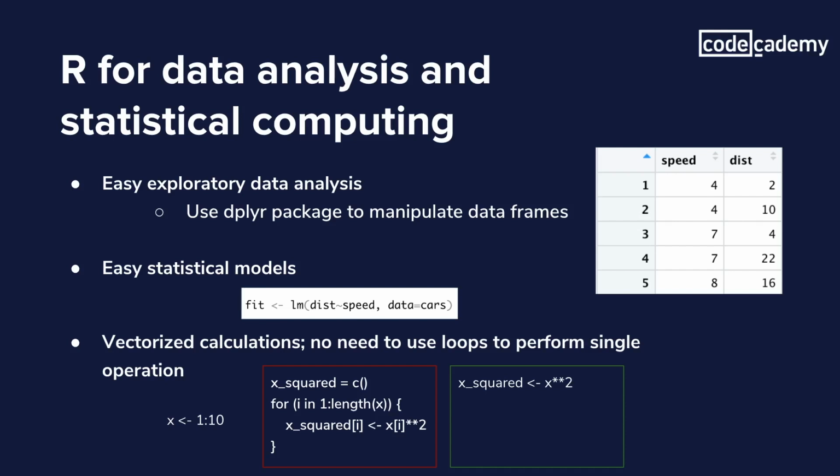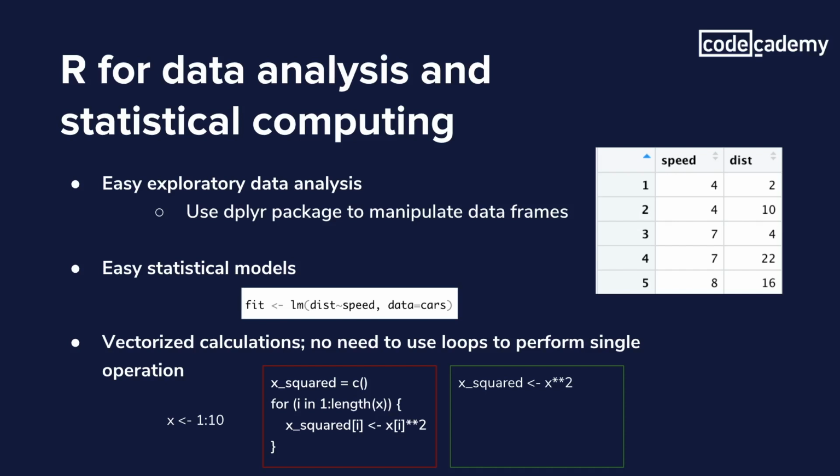Statistical models can also be written without much experience in R. R's syntax makes it easy to create complex statistical models with just a few lines of code. Right here is an example of a linear regression model written in a single line of code, where stopping distance is predicted from speed using the cars dataset.